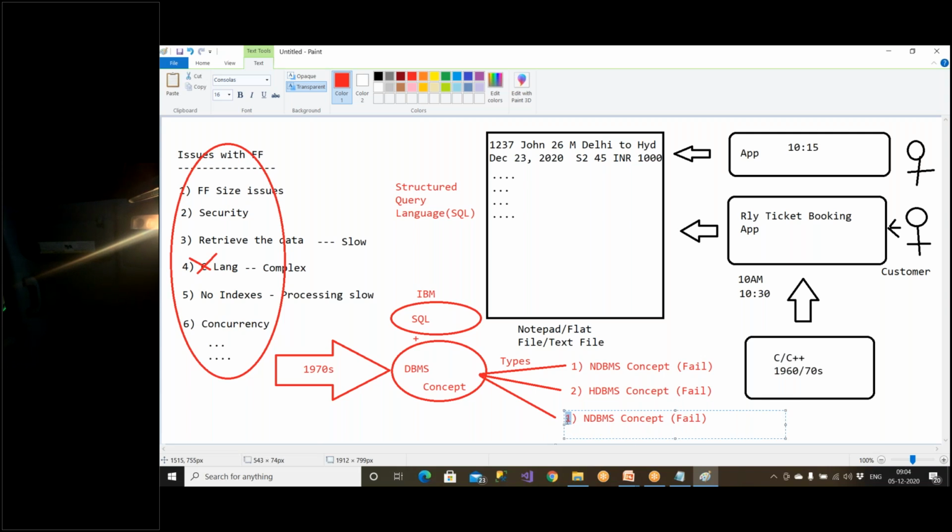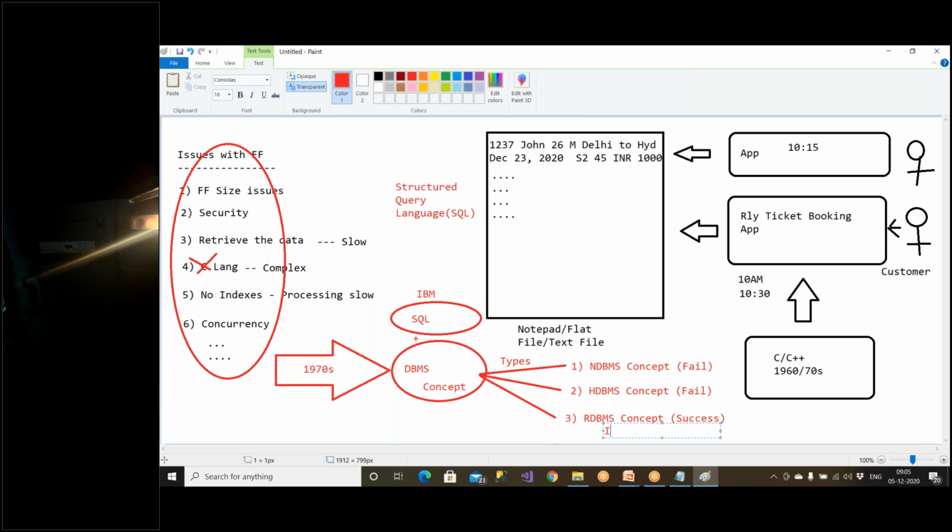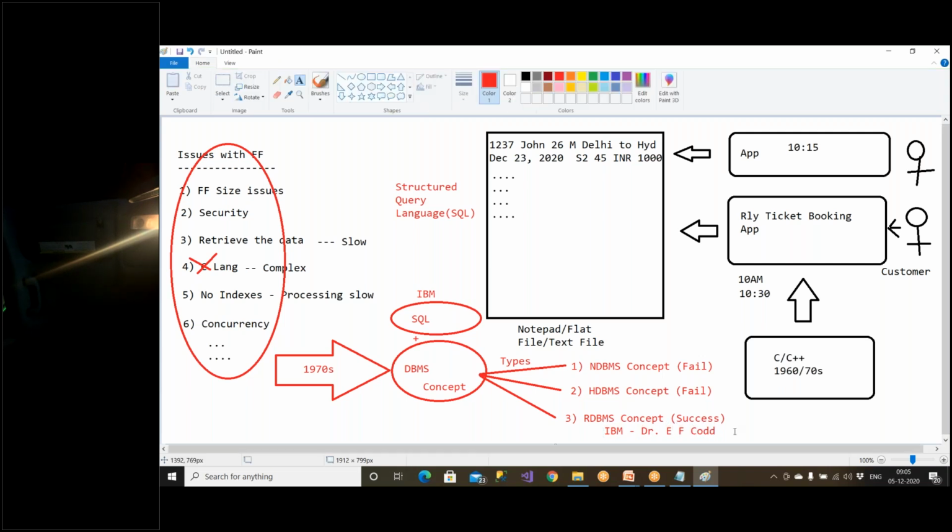The next one again comes purely from the IBM side. RDBMS, Relational Database Management System, was released by IBM, and it is a big success nowadays. Clear? So who released this RDBMS? IBM. There is a scientist called Dr. E.F. Codd. Clear? He was a scientist and a mathematician at IBM.